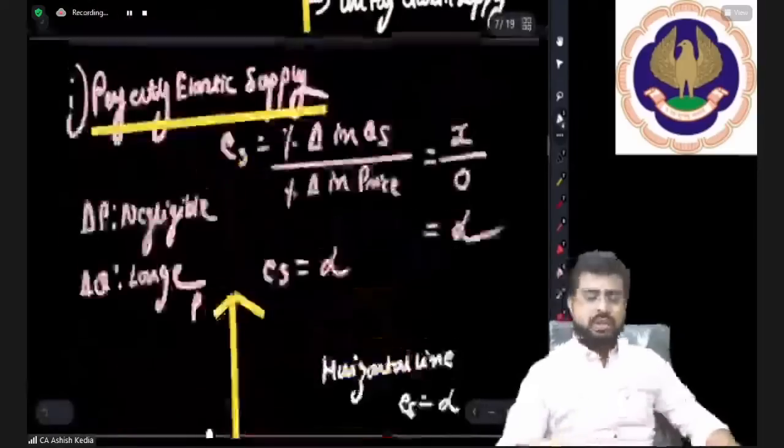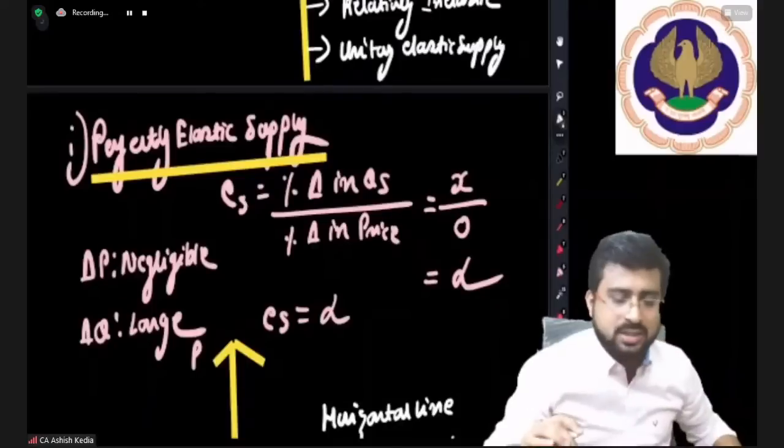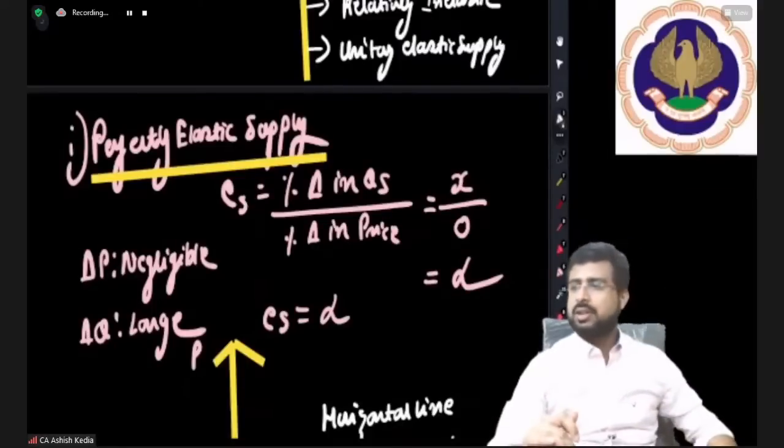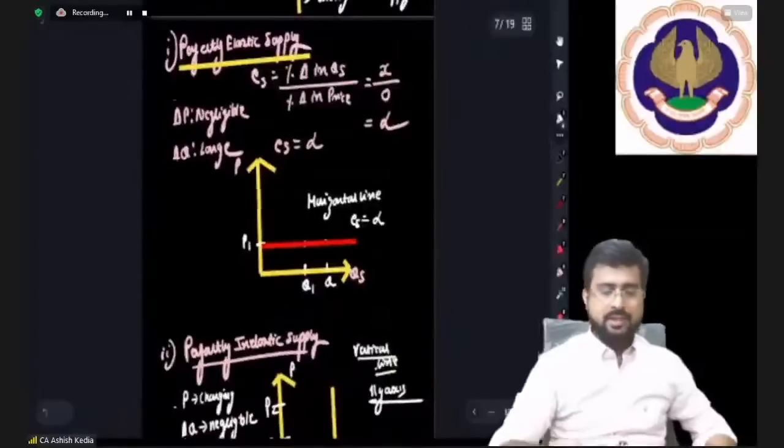So sir, they are just the two opposites. Perfectly elastic supply and perfectly inelastic supply are just the opposites, isn't it, sir? You are absolutely correct.